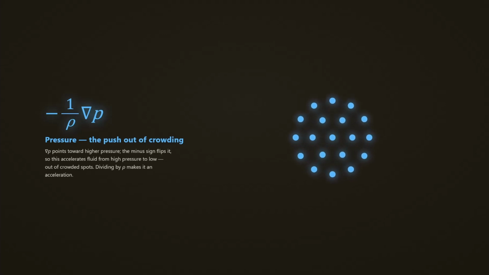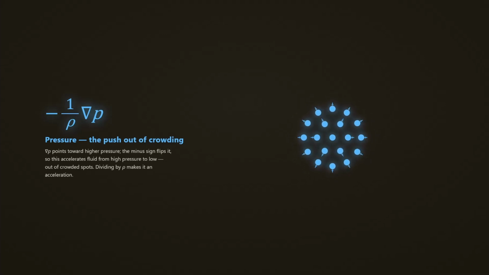And here is the pressure again. The upside down triangle points toward higher pressure. This is basically a gradient. The minus flips it, so the push runs high to low. Watch the cluster. When the particles pack in tight, pressure fires them back apart. And we divide by density. That's what turns the whole term into an acceleration.